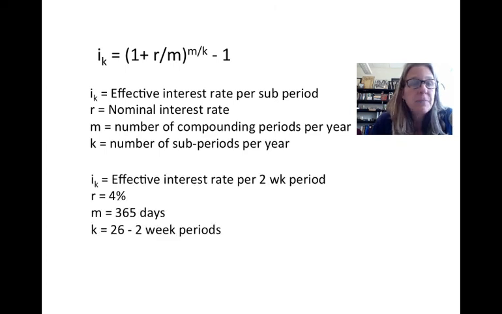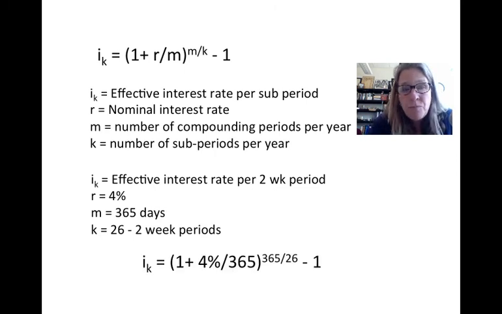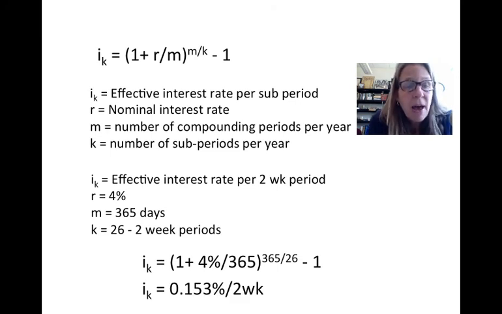Let's look at the example that we just went through. In this case, i sub k is the effective interest rate per two-week period. We used R at 4%, M at 365, and k was 26 because it's defined as the number of sub-periods per year. So if we plug that into the equation, we get the same value of 0.153%, which is what we got when we compounded the daily rate 14 times. We got the same values.